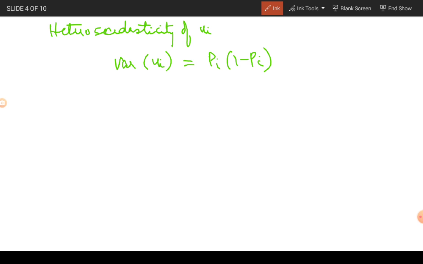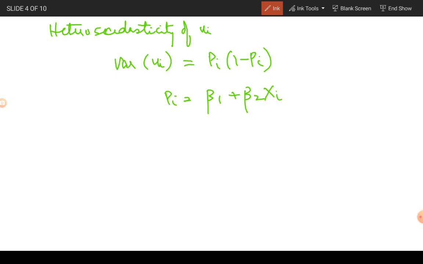Now, since your pi itself is dependent on or varies with the value of xi, the variance of ui will also keep varying with the value of xi. So the assumption that the variance of ui remains constant throughout the sample is violated in the case of a linear probability model.